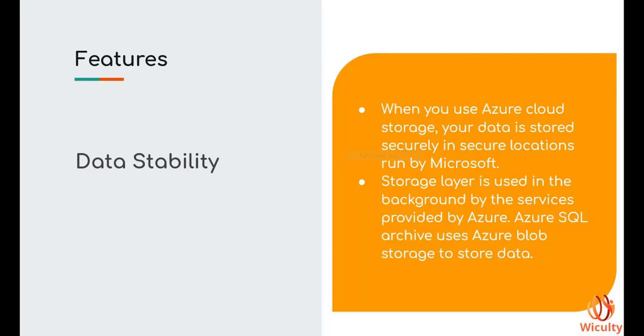Let's talk about what is data stability. When you use Azure Cloud Storage, your data is stored securely in secure locations that are run by Microsoft. The storage layer is used in the background by the services provided by Azure. Azure SQL Archive uses Azure Blob Storage to store the data.